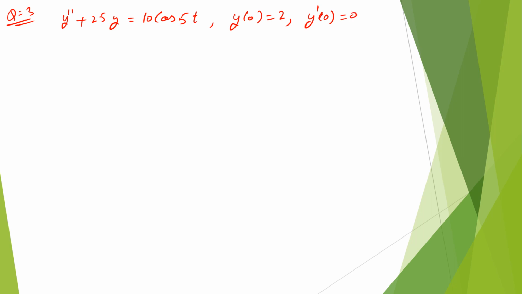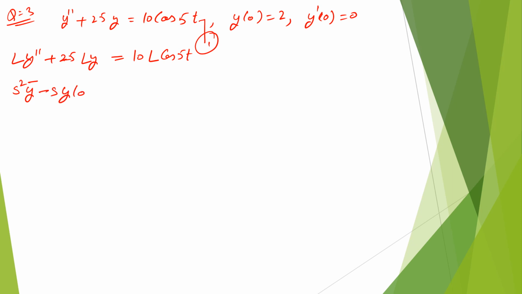Now taking the Laplace of equation 1 on both sides, we get Laplace of y'' + 25 Laplace of y = 10 Laplace of cos 5t. So we receive s² ȳ (Laplace of y) − s y(0) − y'(0) + 25 Laplace of y is equal to 10 times the Laplace of cos 5t, which is s/(s² + 25).